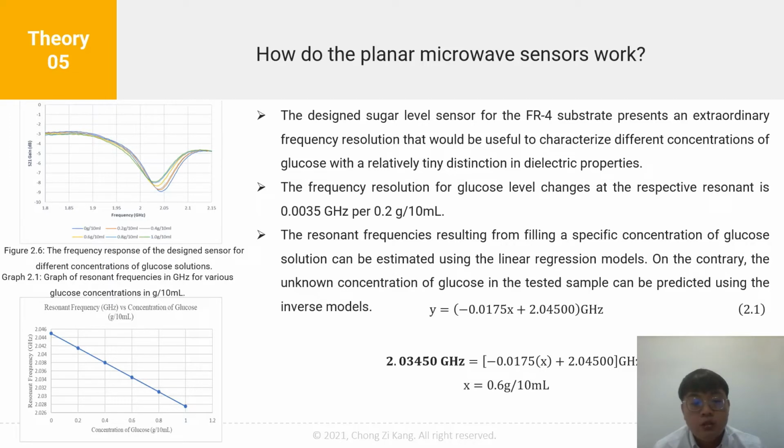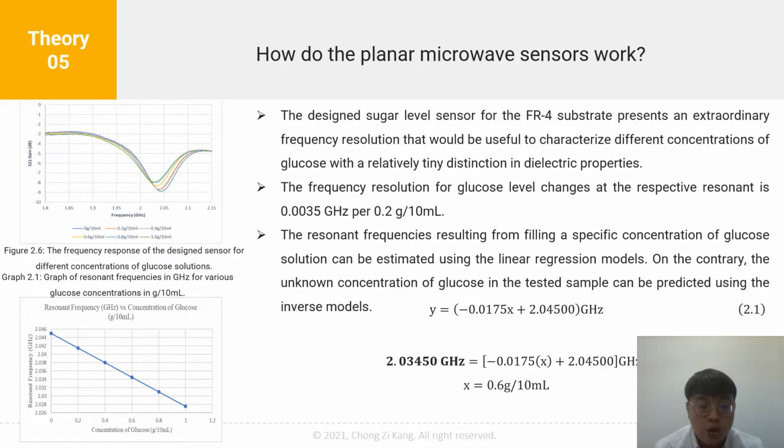And the frequency resolution for the glucose level change at the respective resonance is 0.0035 GHz per 0.2 gram per 10 milliliter, and therefore the resonance frequency resulting from filling a specific concentration of glucose solution can be estimated using the linear regression model derived as shown in equation 2.1.